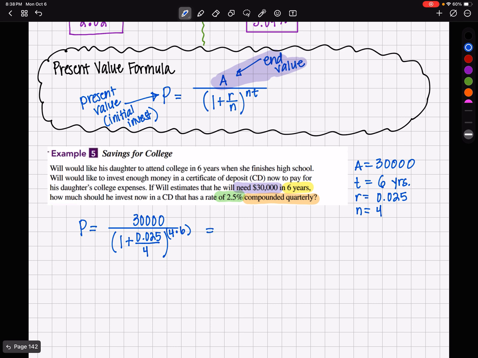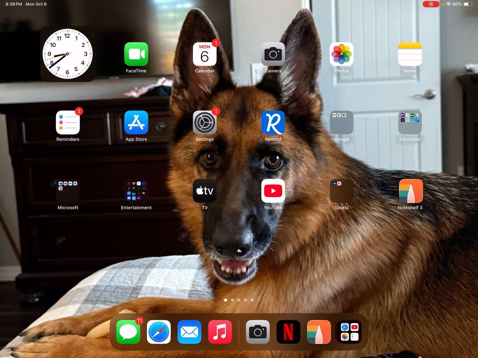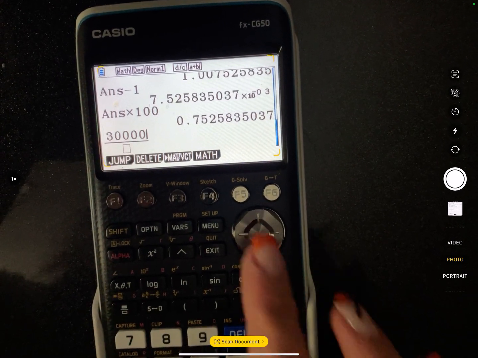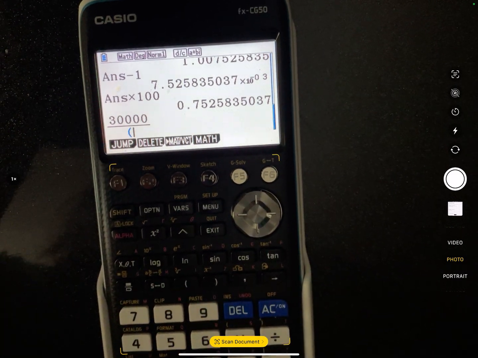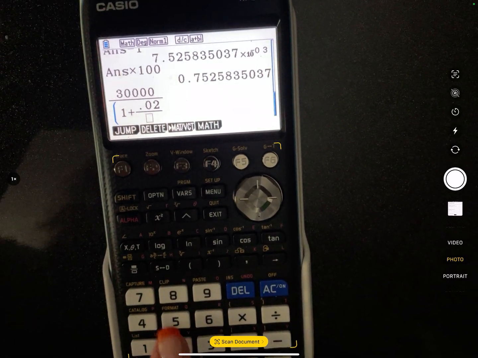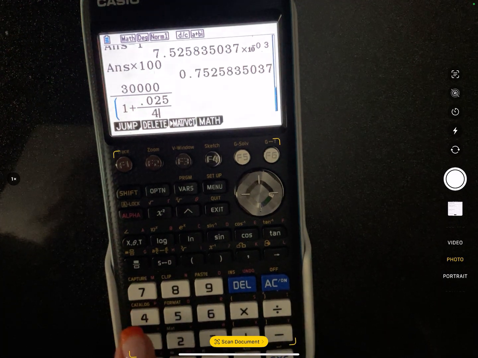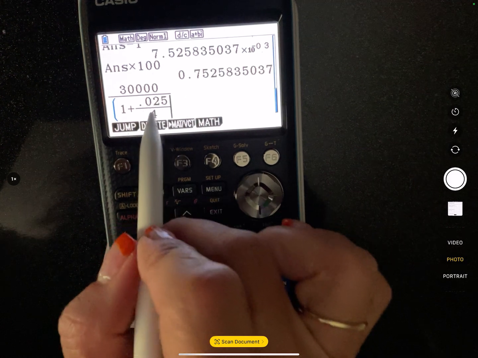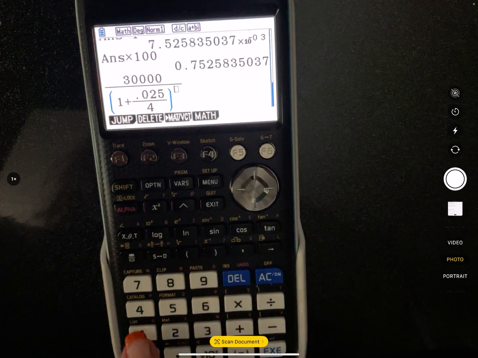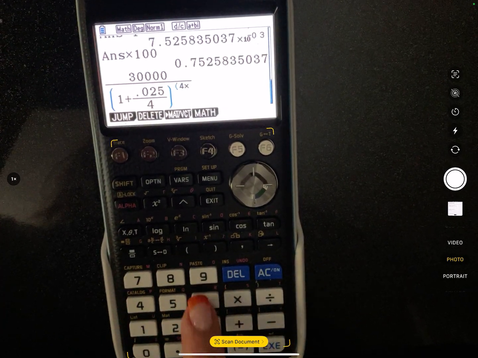I'm going to show you putting this into the calculator because if you have a calculator that shows you the fractions horizontally, you're going to like just putting this straight into your calculator. So I've got my fraction. I'm going to put $30,000 in the numerator. And then in the denominator, I've got parentheses, 1 plus another fraction. It was 0.025. Compounded quarterly, the denominator of that little fraction is 4. And parentheses. And then it's raised to the 4 times 6 power.